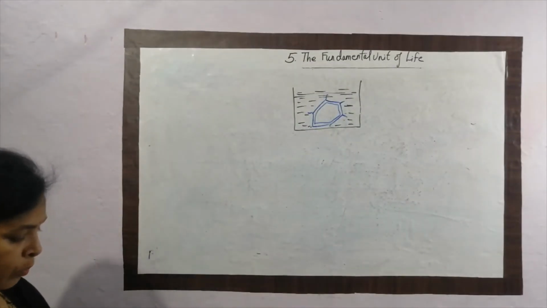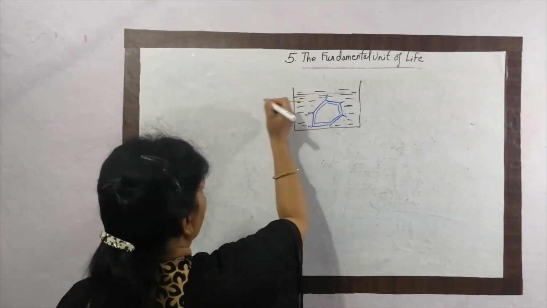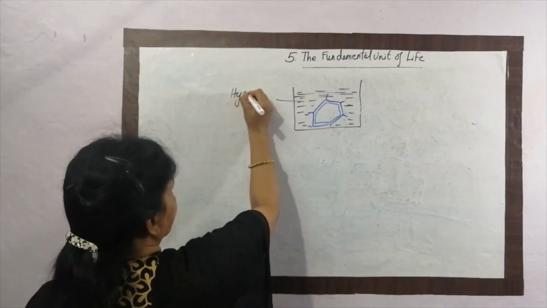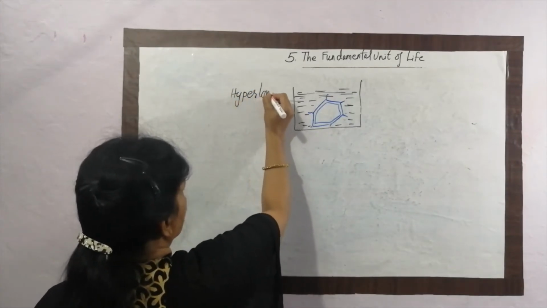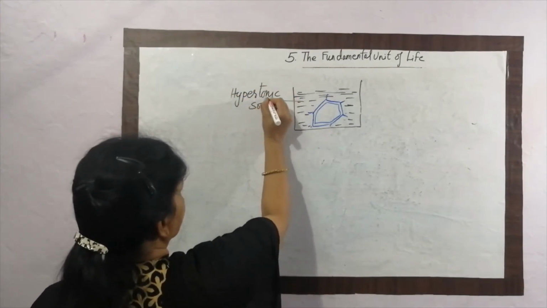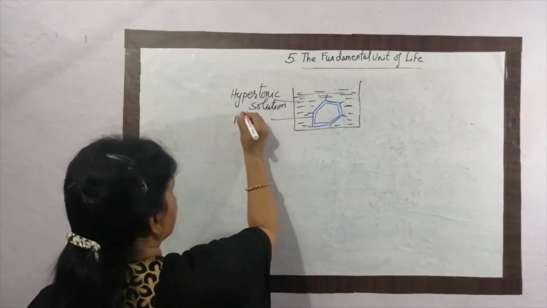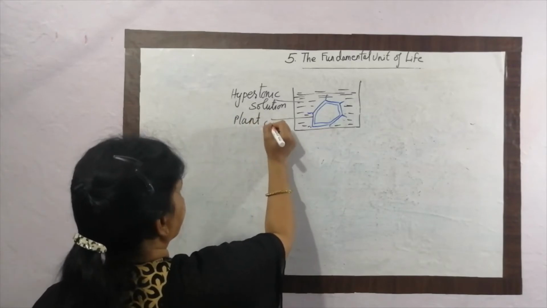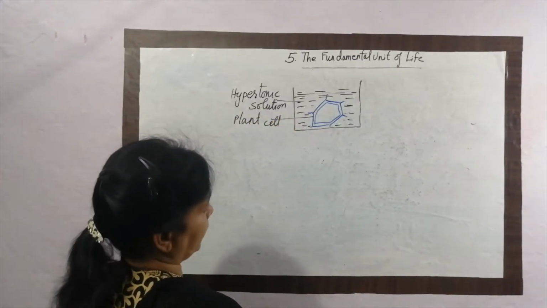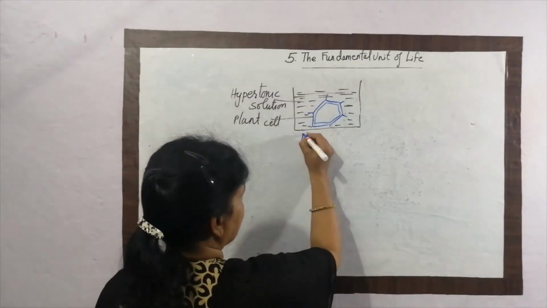Okay, ये हमारा नॉर्मल कंडीशन था. This is one hypertonic solution. Hypertonic solution. And this is a cell, plant cell. Okay, this is normal condition. ये एक normal condition है.